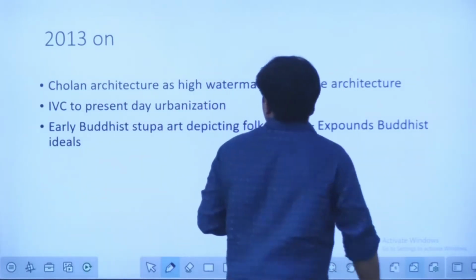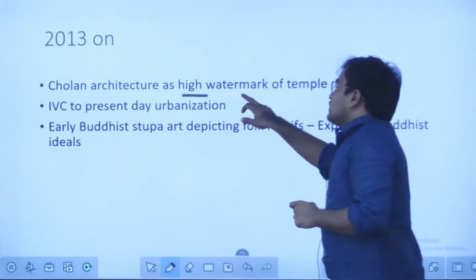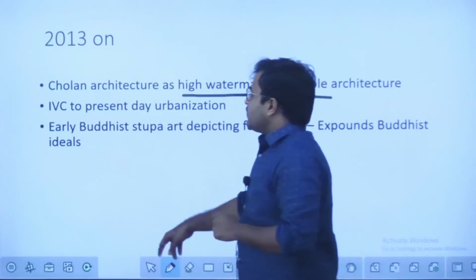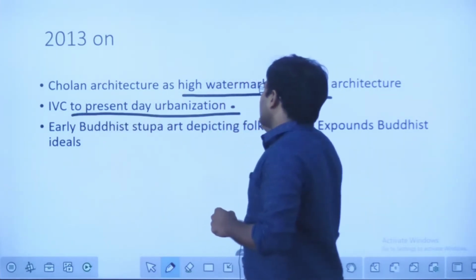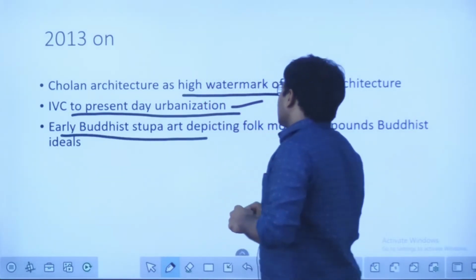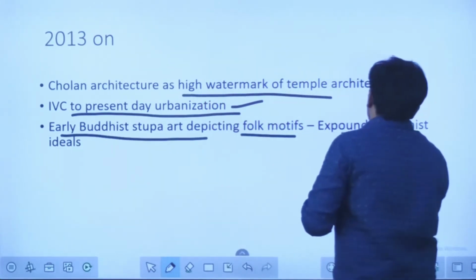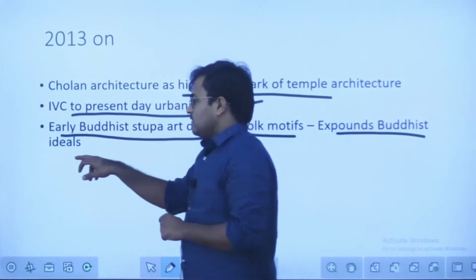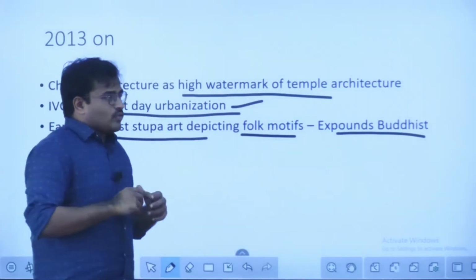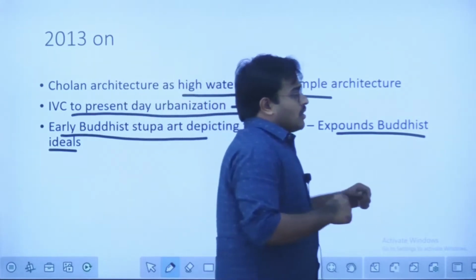First, one question is Cholan architecture as high watermark of temple architecture in India. The second question is IVC to present day urbanization. What are the themes which have been picked? Then they asked one more question on early Buddhist stupa art depicting folk motifs. It expounds highest Buddhist ideals. These are the 3 questions which have been asked. See, consider this question.